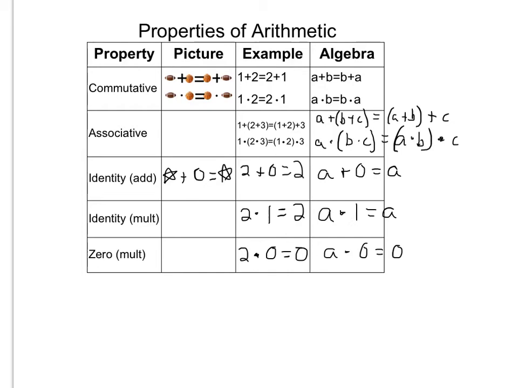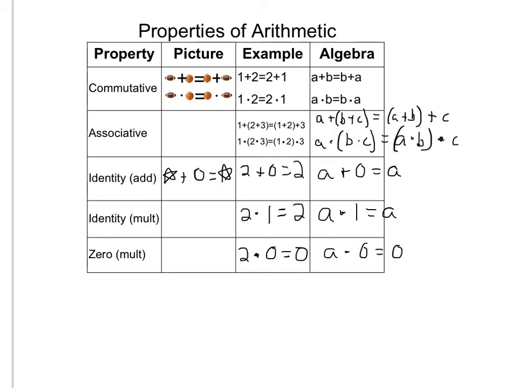So again, quick review here. We have commutative property of addition, commutative property of multiplication. We also have associative property of addition and multiplication. We have identity of addition, any number plus 0 equals itself. Identity of multiplication, any number times 1 equals itself. And the 0 property of multiplication, any number times 0 equals 0.